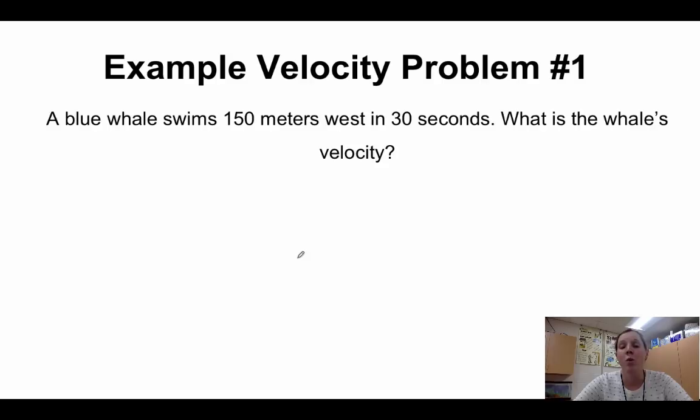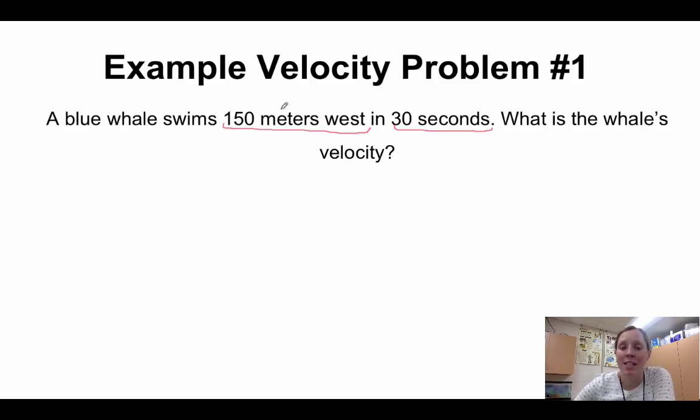So now let's look at a few velocity practice problems. So a couple of strategies when doing these problems are that first, you want to figure out what is it you're solving for. Which part of the velocity equation are you trying to figure out? Are you trying to figure out the velocity? Are you trying to figure out the displacement, or are you trying to figure out the amount of time that the motion took? And secondly, you need to make sure that your units are in agreement. And so we'll address each of these issues with each of these example problems. So in my first example problem, it says a blue whale swims 150 meters west in 30 seconds.